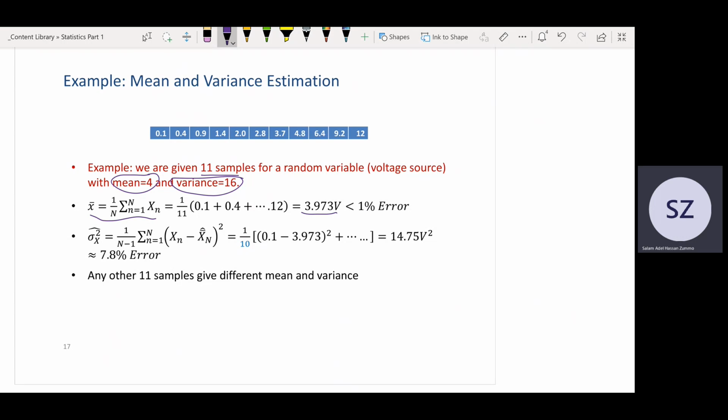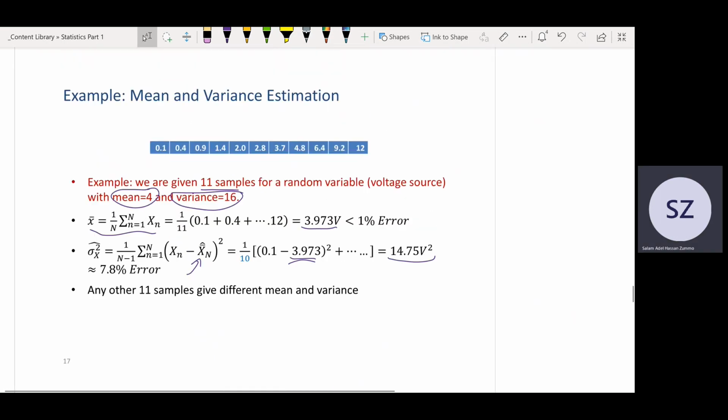Now, if you estimate the variance, you don't have access to the true mean, so what you need to do is subtract the estimated mean. When you do this, you will get 14.75 instead of 16, which is a little bit off. Now I'll give you another set of samples. Every time you have a different set of values, and we hope that the average of these estimates will give you the true value, because they are unbiased.